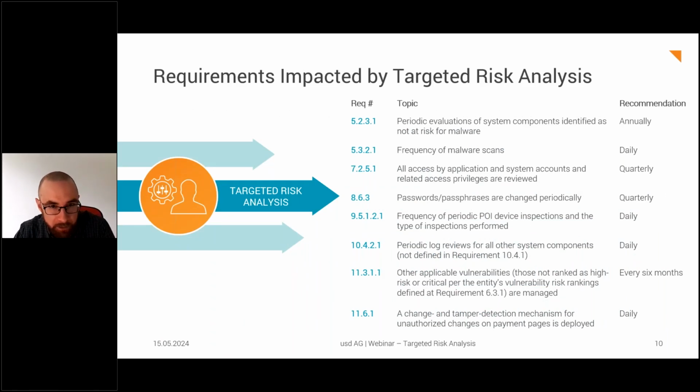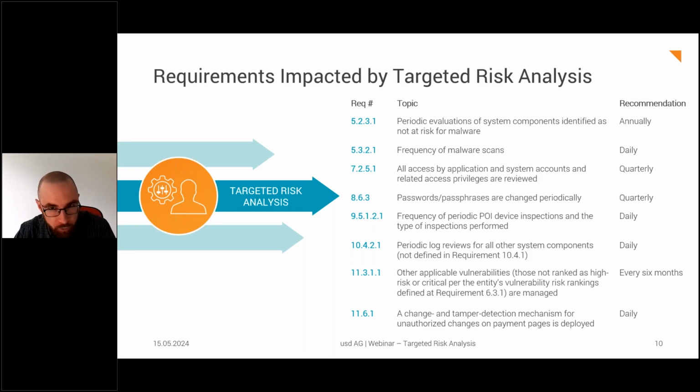On the slide, you see on the left side the requirement number. In the middle, we see the topic that is addressed by the requirement. And on the right side, you see a recommendation from me, which is based on what has been required by PCI 3.2.1 or on what I typically see in organizations that I assess.